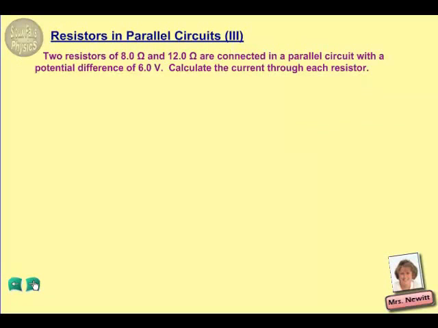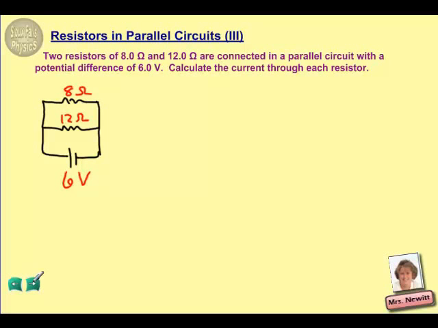Now again, it doesn't specifically tell us that we need to do this, but it's probably a good idea to go ahead and draw out a real quick circuit diagram of this situation. And notice that again we would have 12 ohms and 8 ohms as our resistors, 6 volts as the value for the battery. In this case, it specifically says calculate the current through each resistor.